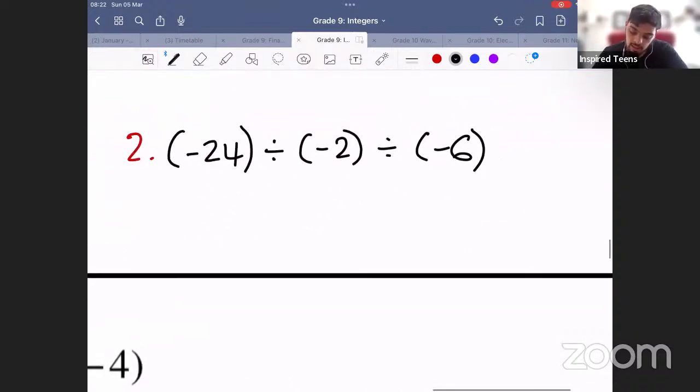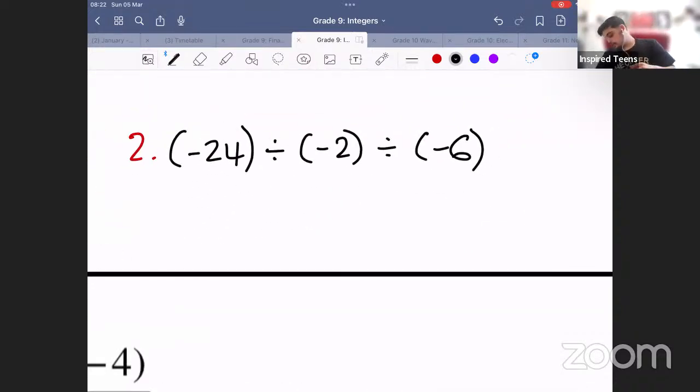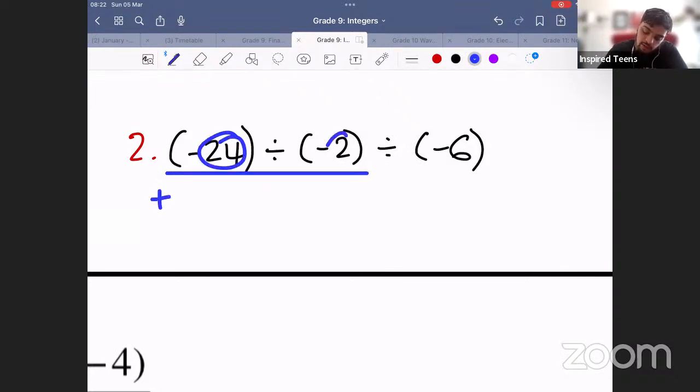Let's look at these, right? Again, it's BODMAS. So we only have division. We're just going to do all the divisions in a row, right? So I'm going to tackle the first two. I have a negative divided by a negative. Okay, so my overall answer is going to be positive. 24 divided by 2 is 12. Divided by negative 6.